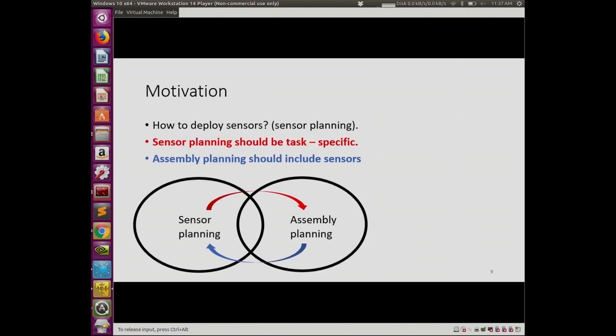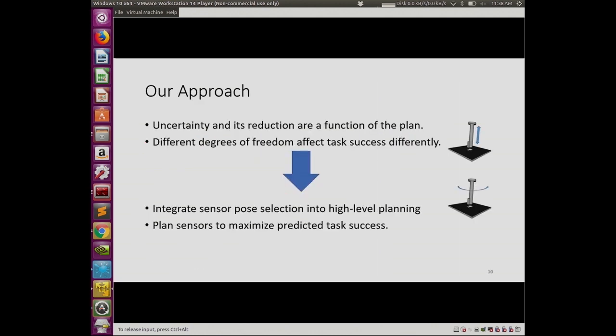We say that we need to integrate better the role of sensor planning and assembly planning. We need to reason on how to deploy sensors. Sensor planning, by definition, needs to be specific to the task that we want to accomplish, and in this case, it is subtasks of the assembly plan. And sensor planning should be done within the assembly planning because we're basically modifying the environment as we go, and that affects our definition of effective sensor planning.